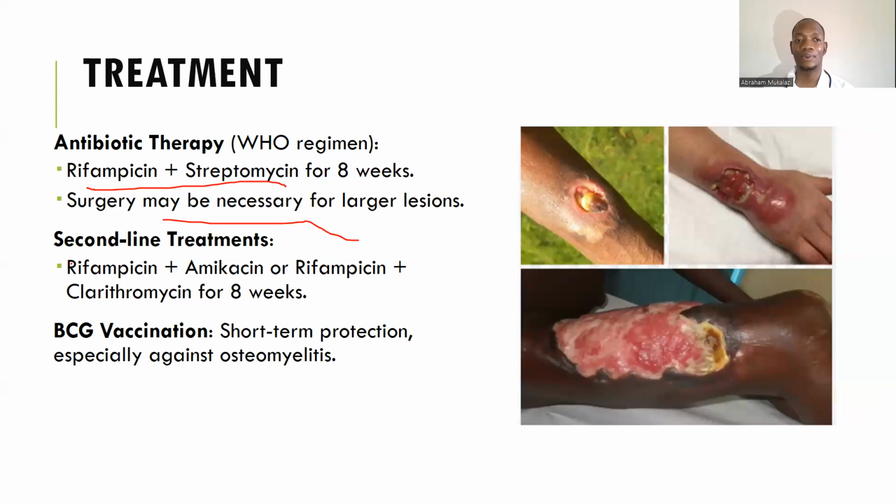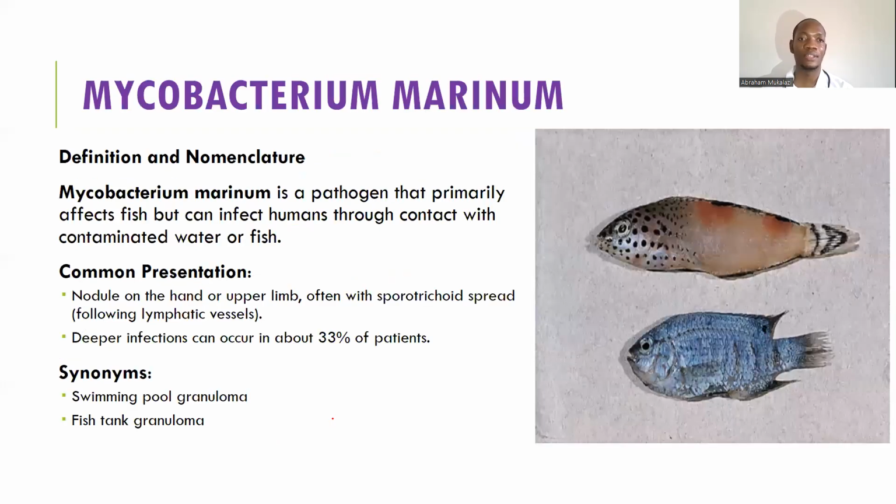So the second line, we can give rifampicin together with amikacin or rifampicin with erythromycin. This is still for 8 weeks. At the same time, you can give BCG vaccination, and it offers a short-term protection, especially against osteomyelitis. So if you have this ulcer, you can vaccinate the patient right away so that you protect their bones.